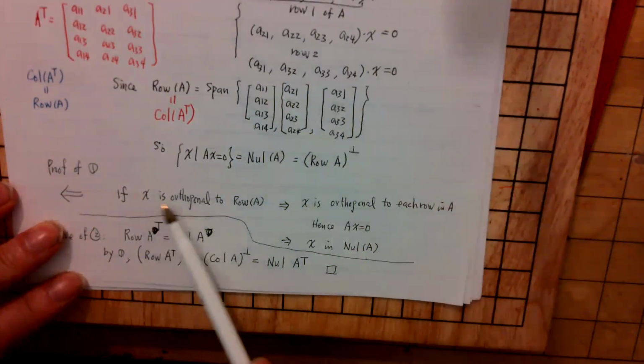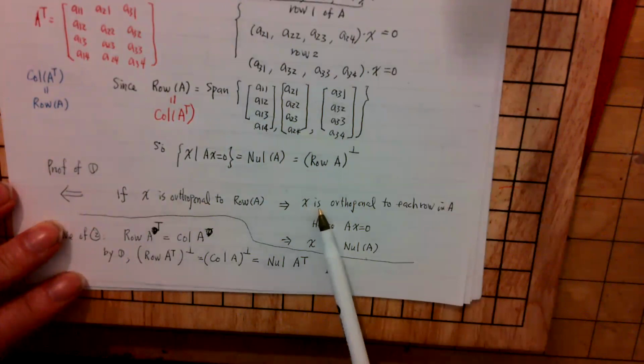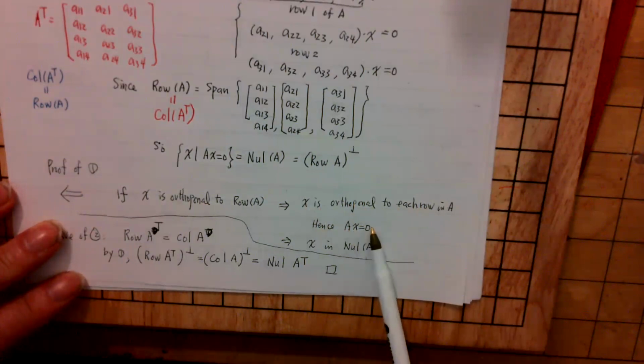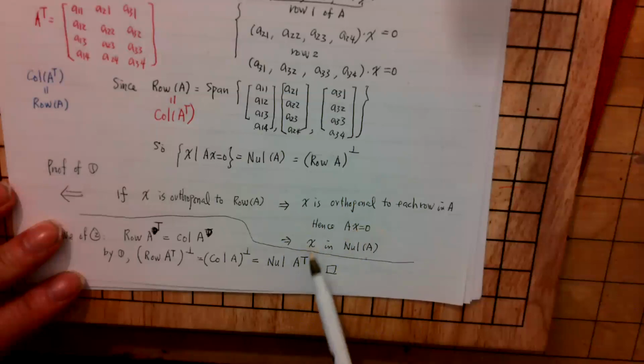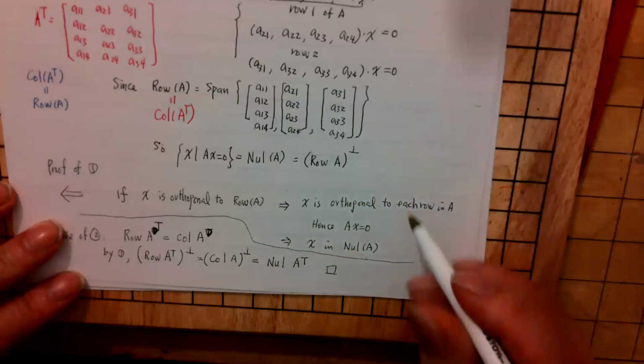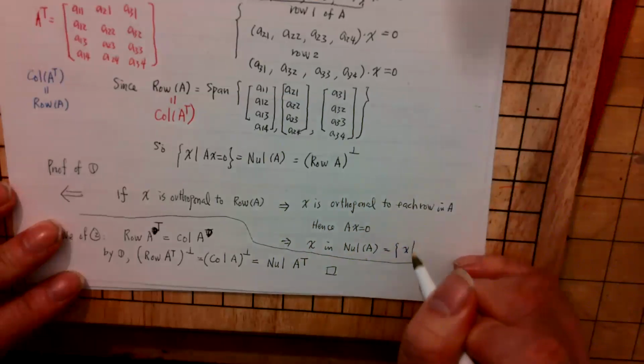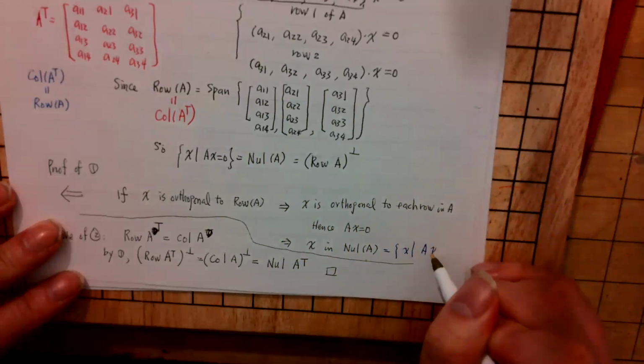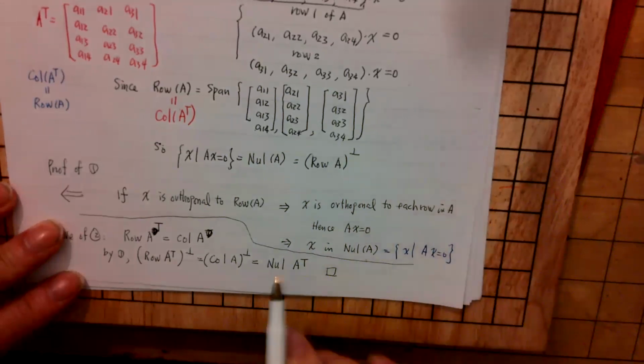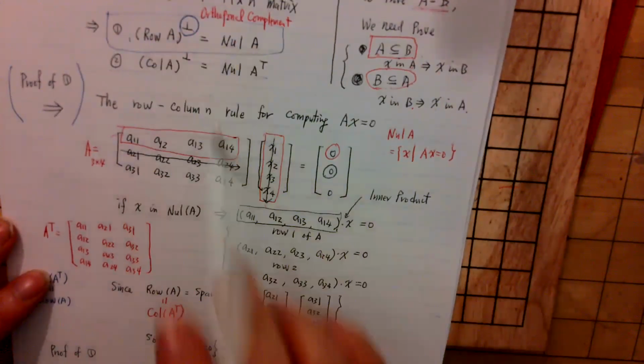If x is orthogonal to row A, then x is orthogonal to each row in A, and hence the inner product A times x must equal 0. So Ax equals 0. You collect such x, and x is in Null A, because Null A is the collection of all such x. So with both directions proved, they are equal.